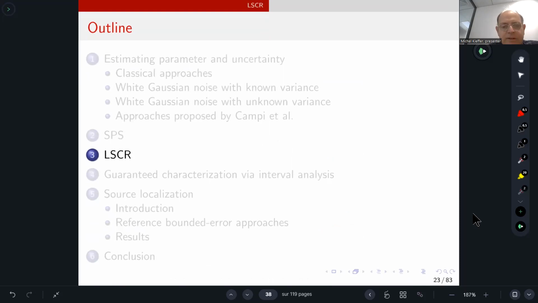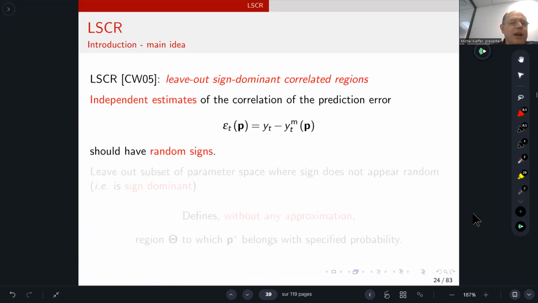The main drawback of this approach is that you have to consider models which are linear in the parameters. If you consider a model which is non-linear in the parameters, then you have to switch to another family of approaches, named LSCR. LSCR stands for leave-out sign-dominant correlated regions.